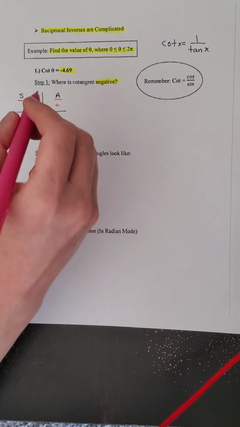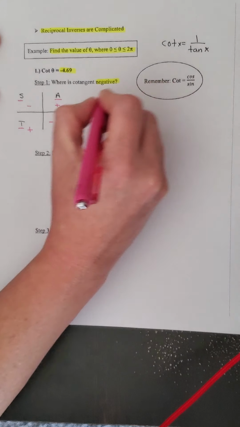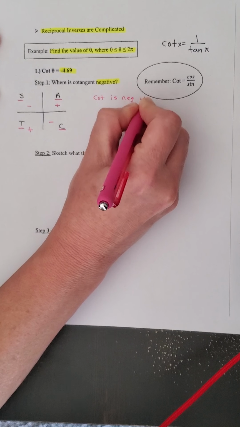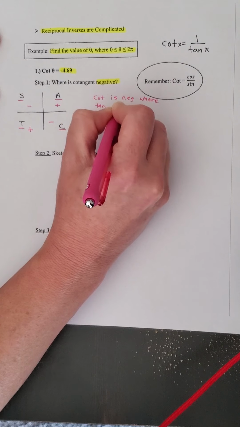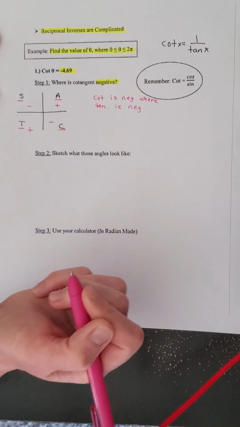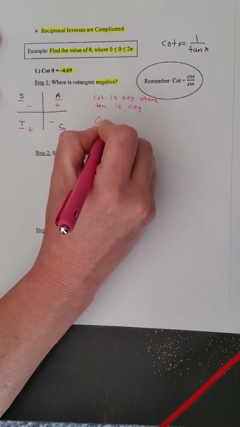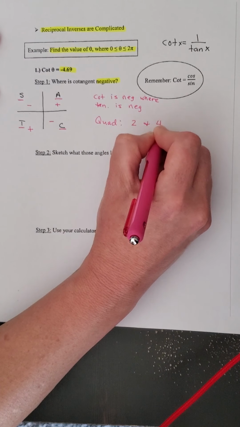So the two quadrants that... cotangent, right? So cotangent is negative where tangent is negative. And so the two quadrants where that happens are quadrant 2 and quadrant 4. So we're going to be in quadrant 2 and quadrant 4.